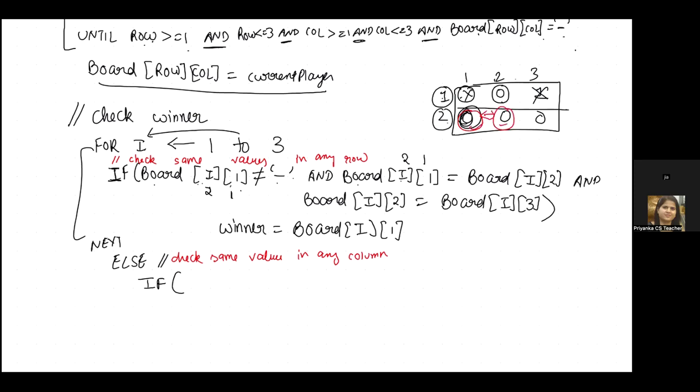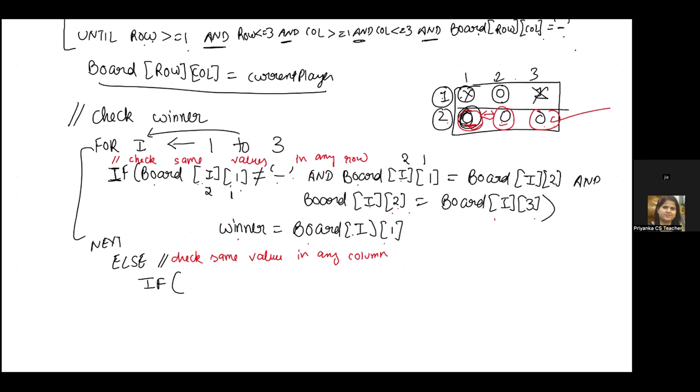But at the same time, this should also be the third column, so that's why we are checking this. Is I,2, where I means 2, so 2,2, equal to 2,3? Yes, it is. This means this is your winner. Winner equals board of I1, I is 2, so 2,1. Are you understanding this code?